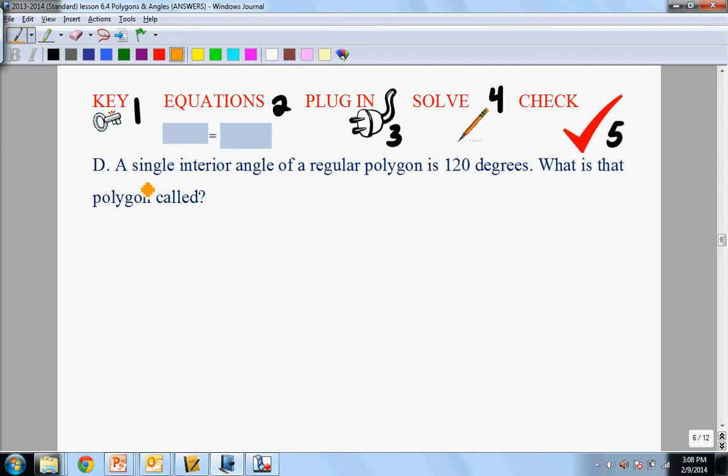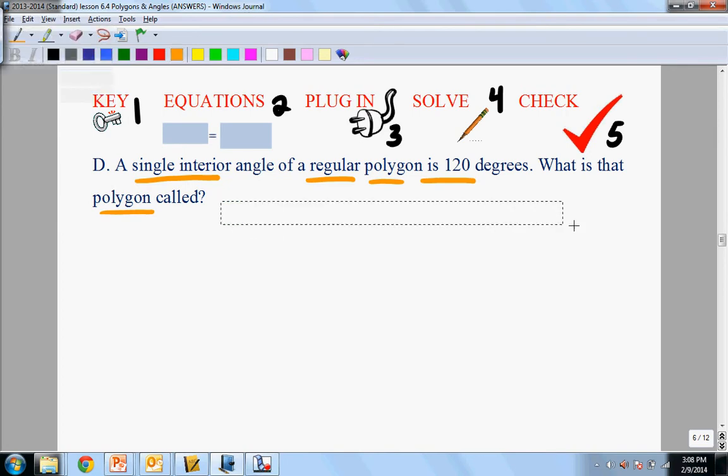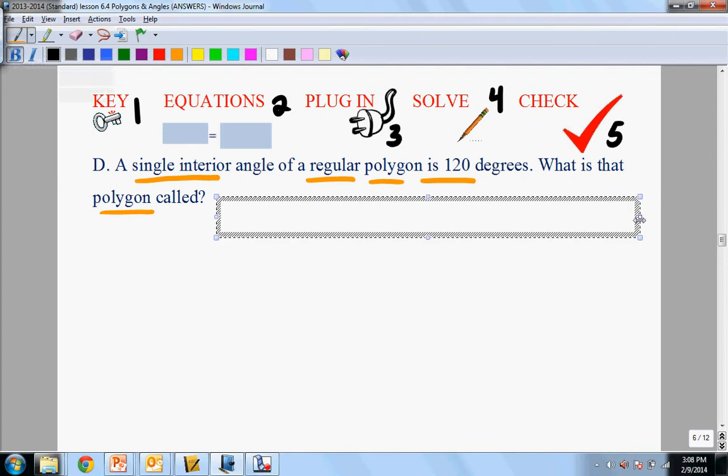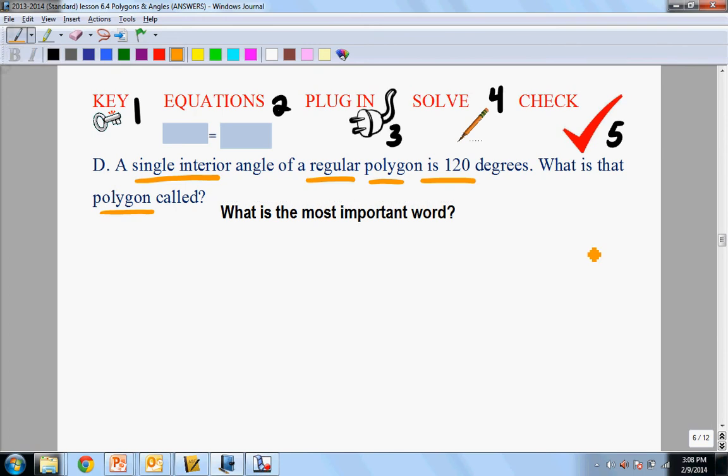Okay, we are told a single interior angle of a regular polygon is 120 degrees. What is this polygon called? Before you actually teach this lesson, I'd like you to ask this question of your classmates. We underline several words here, and phrases, and prefixes, several of them. Ask yourself this: what is the most important word? What's the most important word that you just underlined?